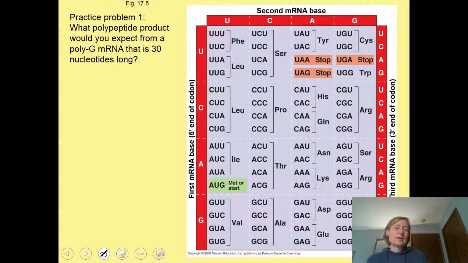And so let's look at this a second. The first mRNA base is here. You can either have a U, a C, an A, or a G. The second mRNA base is here, a U, a C, an A, or a G, and then the third base is here, UCAG, UCAG. Okay, so all of these codons, like UUU in the top corner, that's a codon, a triplet nucleotide sequence. There are 64 of them, if you count them all up.